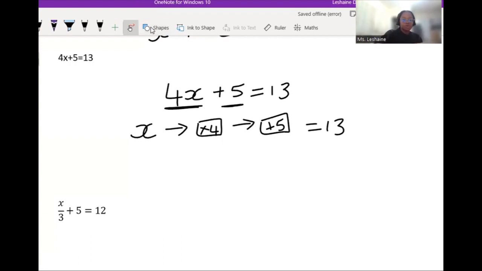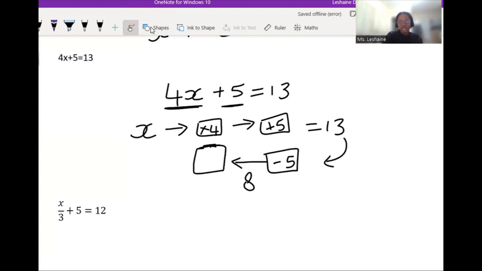Now, what is the opposite of adding 5? Subtracting 5. So 13 minus 5, that is 8. Now, we're not finished because we haven't worked with the 4 as yet, but that 8 is just an intermediate step. What is the opposite of multiplying by 4? That is dividing by 4. So 8, and we're using this 8 right now. We're no longer using this 13 over here. 8 divided by 4 means x is equal to 2.